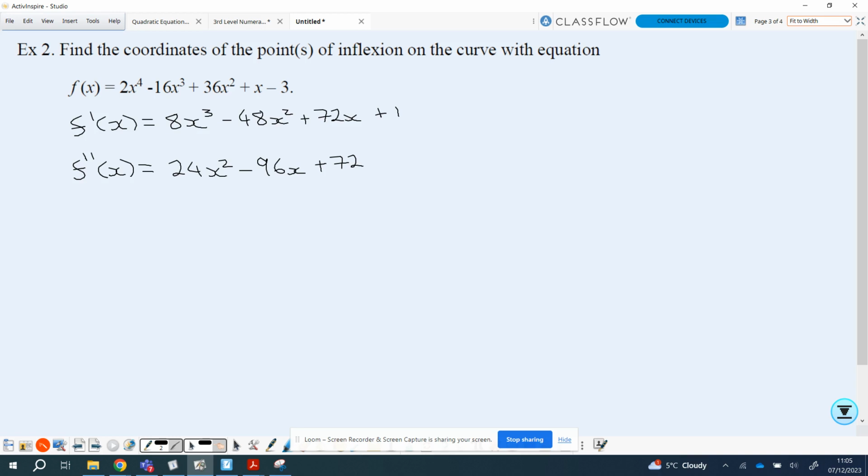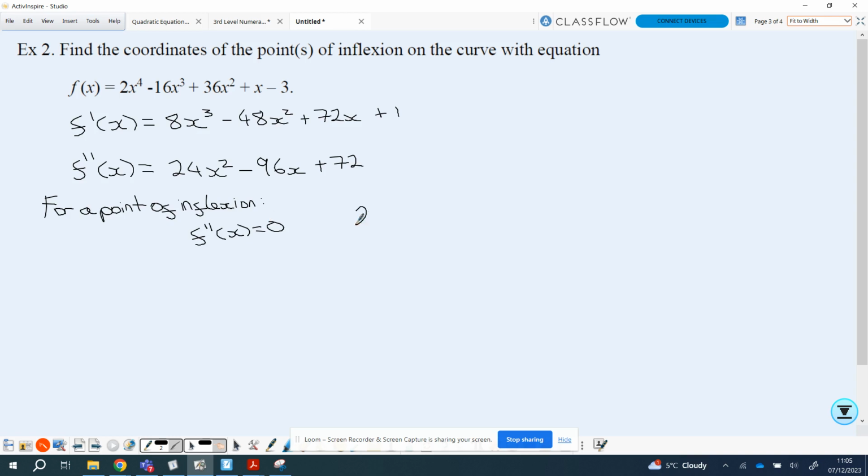Now we state, a bit like when you did it at Higher. At Higher you always used to state stationary points occur when f dash x equals 0. We're going to do the same thing. So for a point of inflection, we need f double dash x to equal 0. You write that statement every time you do these questions, a bit like when you've done it for Higher regarding the stationary points.